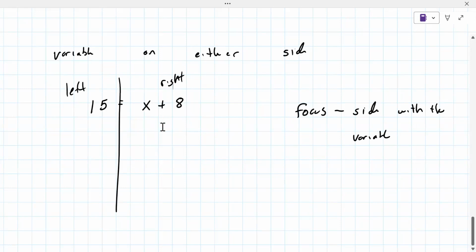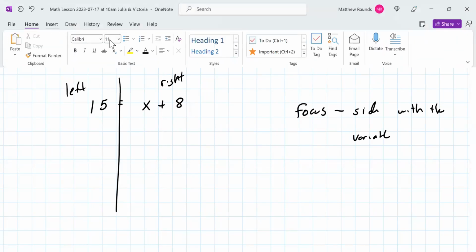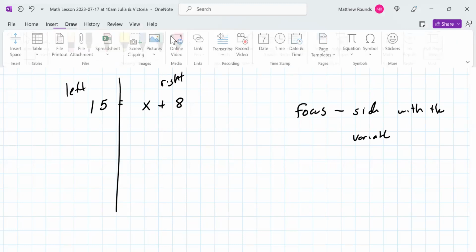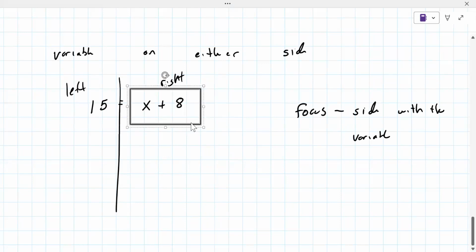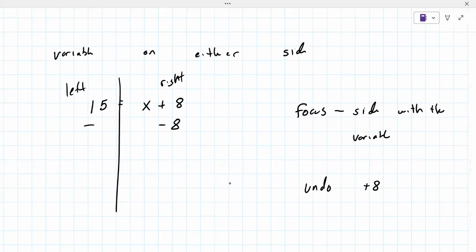Well, that's what I'm trying to show you: sometimes you have a problem where the variable's on the right and you have to know how to tackle this type of problem. In your focus, you look at the side with the variable. It's like your focus is over here on the right, looking at that x plus 8. So how do you undo plus 8? You subtract 8 from both sides.